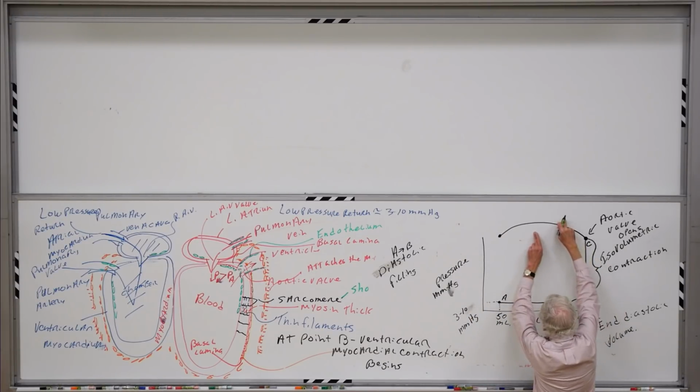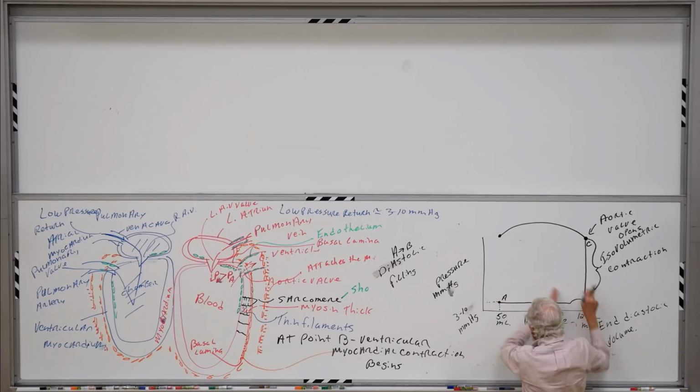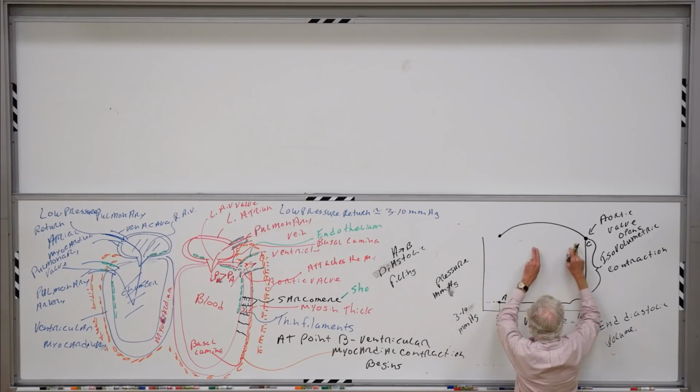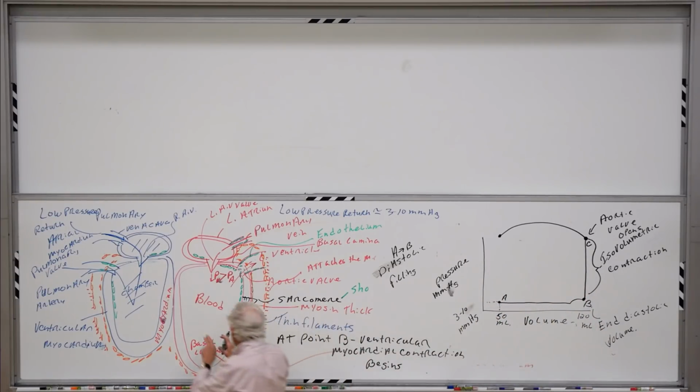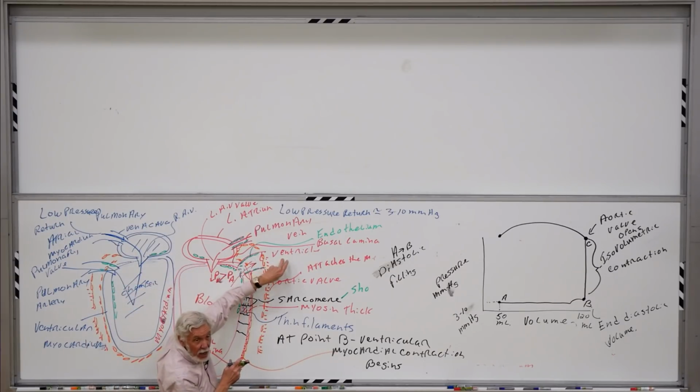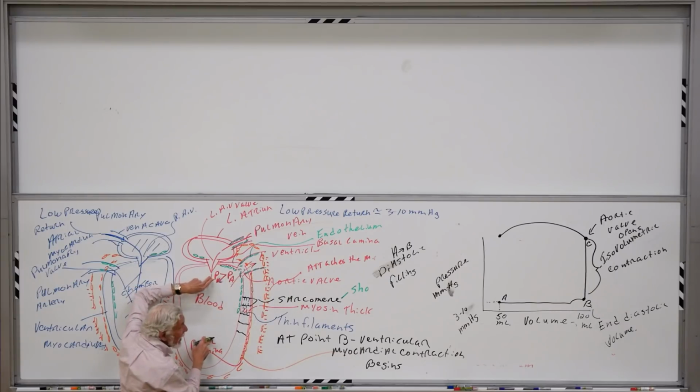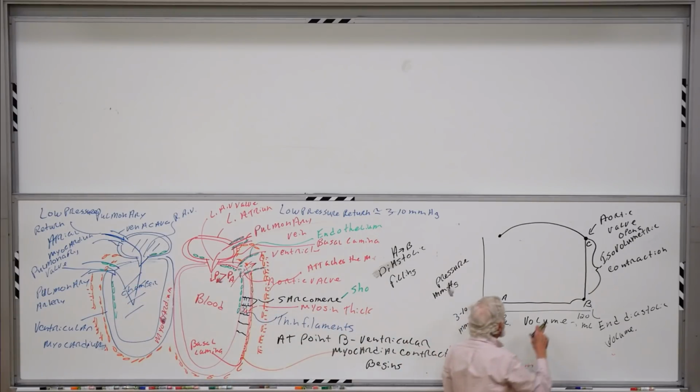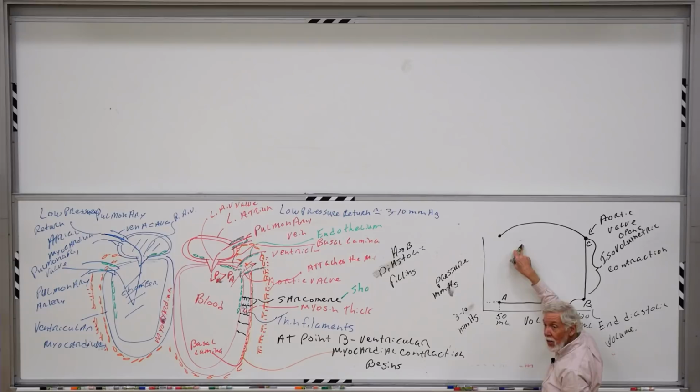We see the pressure goes up, but the volume drops. So remember, this is the volume part of the curve. This is telling us that we are swishing the blood out from the chamber out into the aorta, and the volume of blood in the ventricular chamber is becoming less.